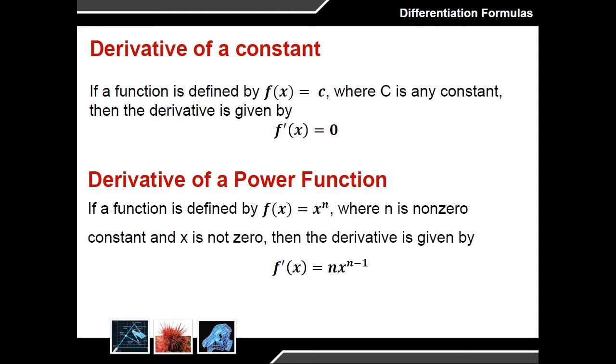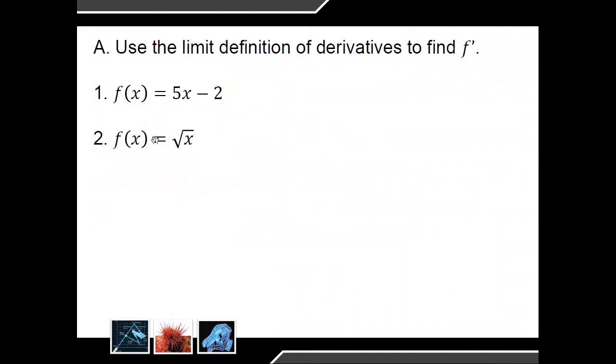Derivative of a power function. Now, the function is defined by f of x is equal to x raised to n, where n is any non-zero constant and x is not 0. Then the derivative is given by n times x raised to n minus 1. So this one is very easy. If we go back here, you can say that 5x raised to 1. Then you multiply 1 to 5, then x will be raised to 1 minus 1 equals 0. Then x raised to 0 is equal to 1. So that's how we ended up with 5 if we use the power method.